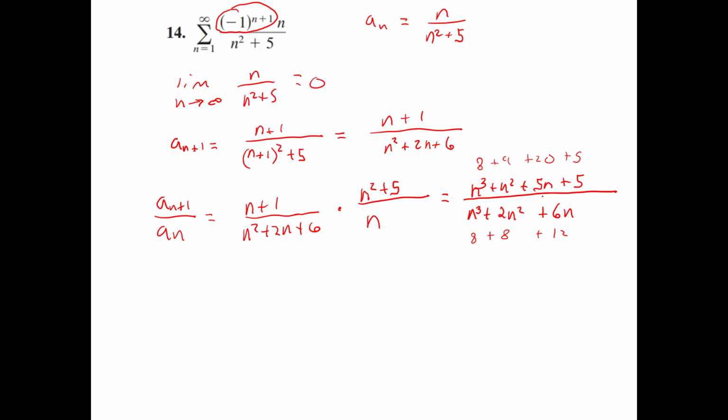But eventually, adding the n squared and the extra n, you will get more than adding the 5, right? That's the difference between the two, right? And so eventually, the n squared, the extra n squared and the extra n will give you more than 5. So eventually, a sub n plus 1 divided by a sub n will be less than 1.